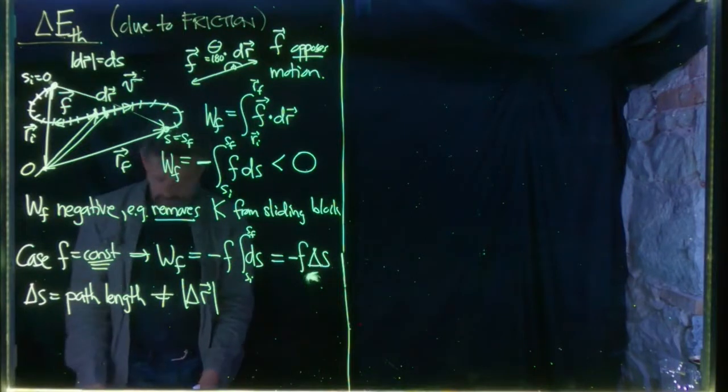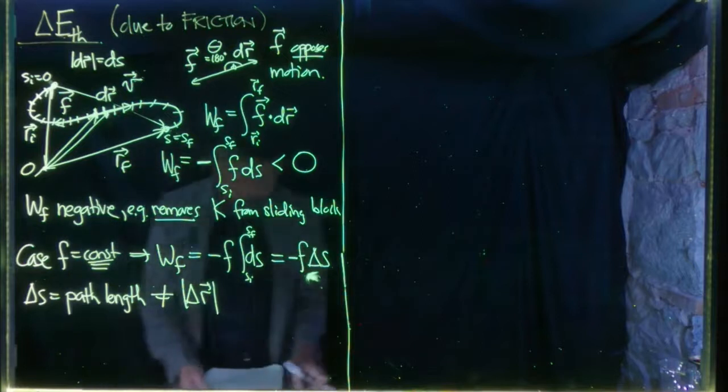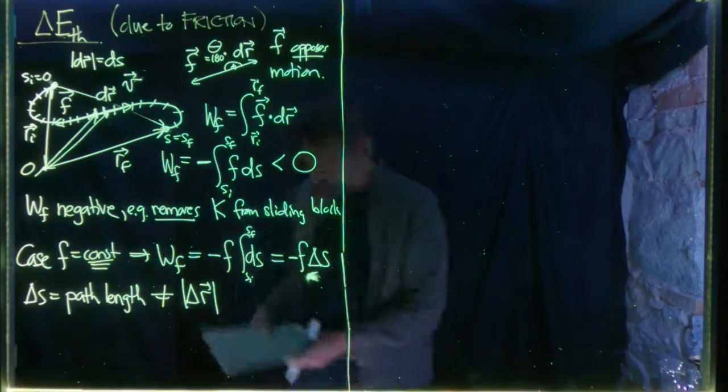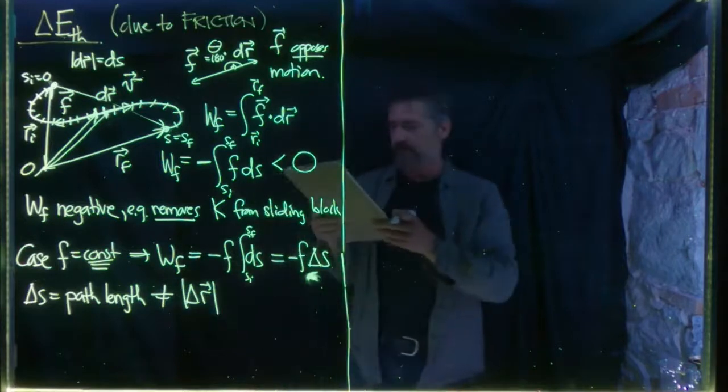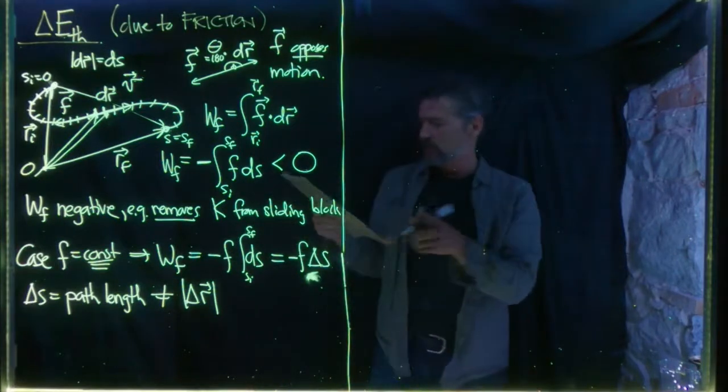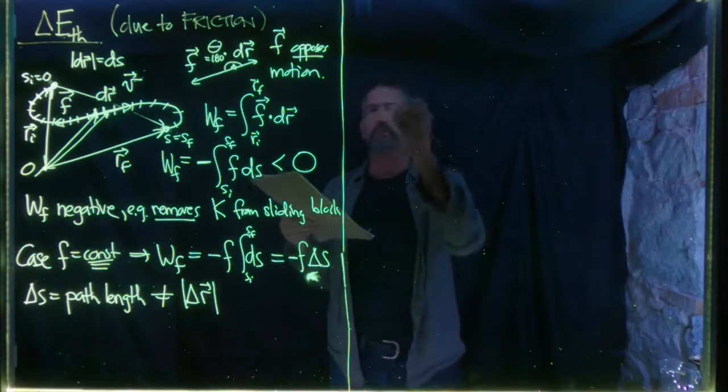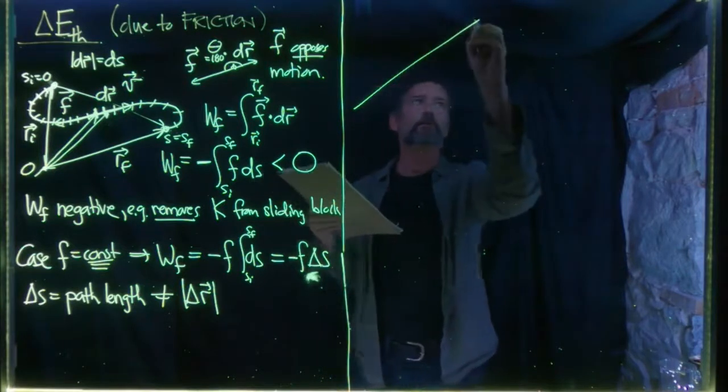So now let's do an example here, kind of an interesting example, a really instructive kind of example. So we don't quite have room to draw the picture here, so let's draw it up here. So what we've got is a tabletop, horizontal tabletop.